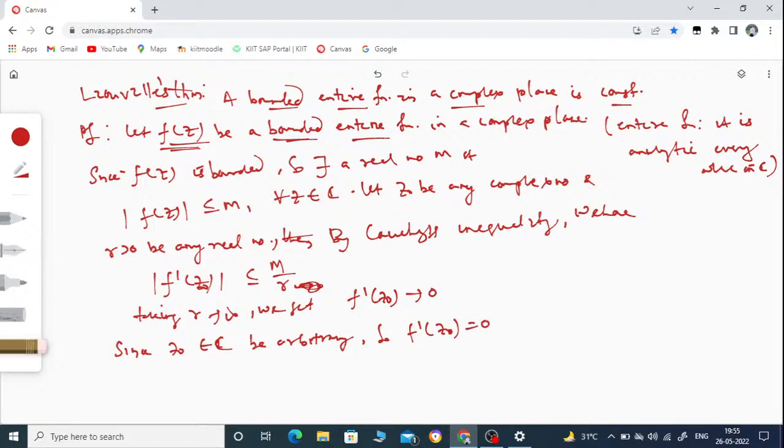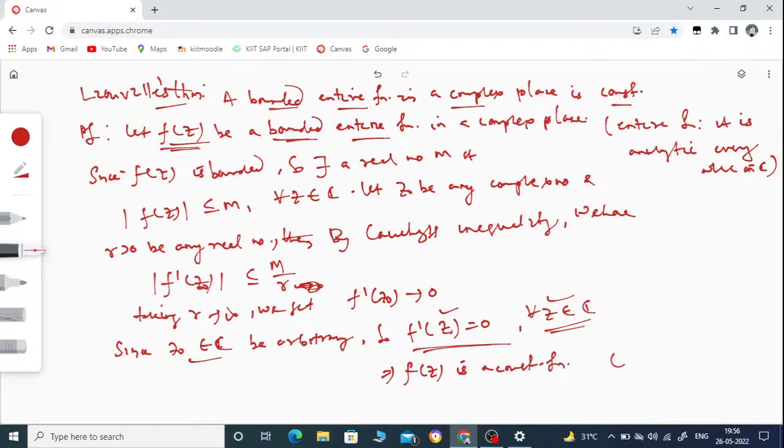Since z naught is arbitrary, we can write f dash z is equal to 0 for all z belonging to C. I can use the arbitrary number z also, for all z belongs to C. Since f dash z is equal to 0 for arbitrary z, we can say here that f of z is a constant function.